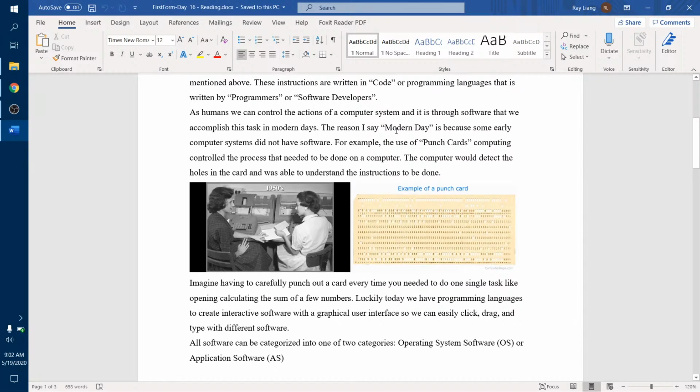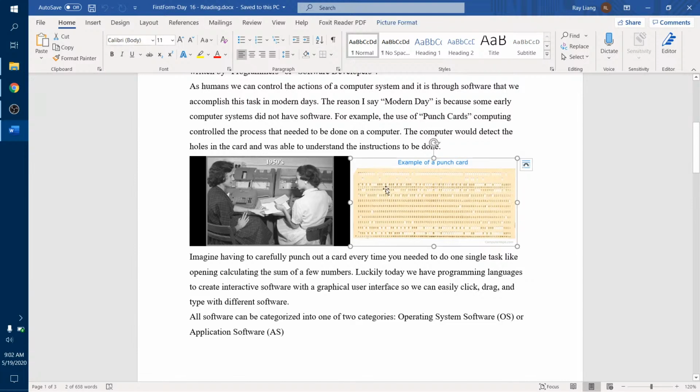I say today, or the modern day, because software wasn't used back in the day. The first computers that were used to calculate and handle communications were using punch cards, and I'm pretty sure there were systems even before punch cards, but I'll only go as far back as when computers used punch cards. So basically, it's a little card like this. It has holes in certain areas. When you slip this into the card reader of the machine, the holes, or the missing pieces of paper, let the computer know which processes to run or what to do.